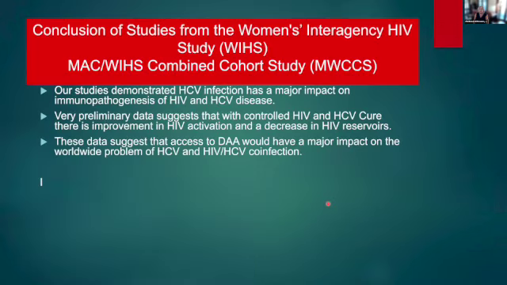So in conclusion, our studies from the WISE and now the MAX WISE combined cohort study have demonstrated that HCV infection has a major impact on immunopathogenesis of HIV and HCV disease. Very preliminary data suggests that with controlled HIV and HCV cure, there's improvement in activation and decrease in HIV reservoirs. These data suggest that access to DAA would have a major impact on the worldwide problem of HCV and HIV co-infections. So looking at the diagnosis and then immediate treatment would have major impact.